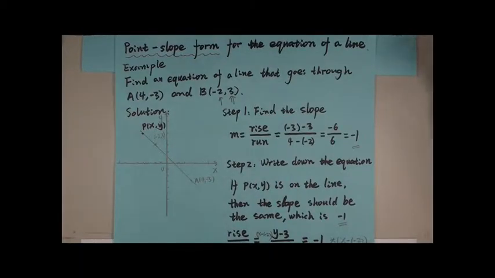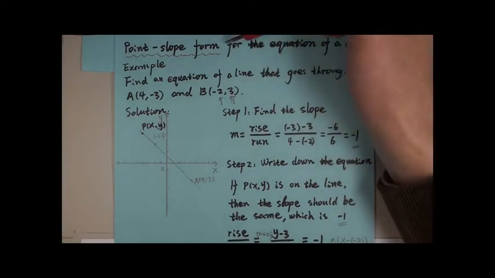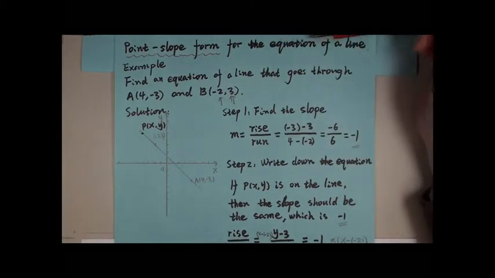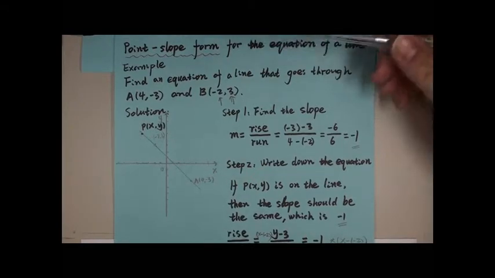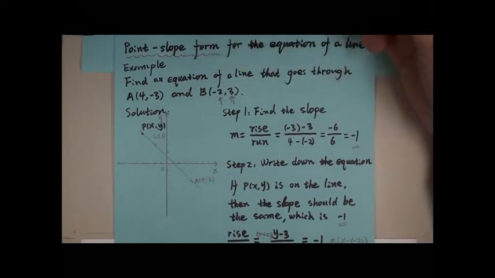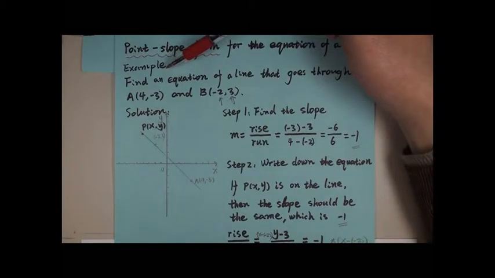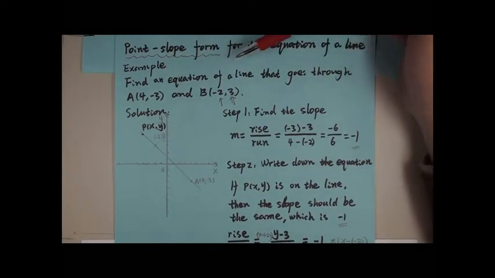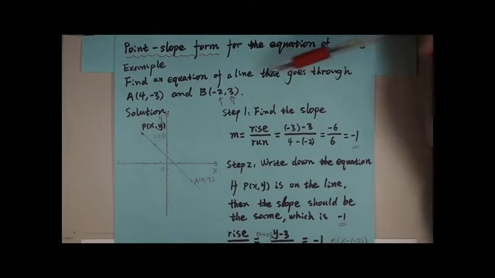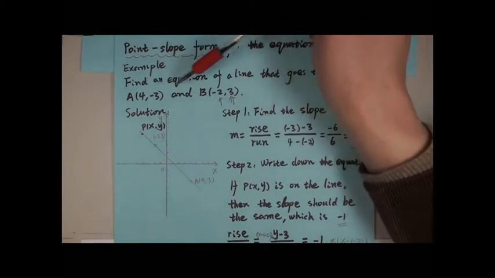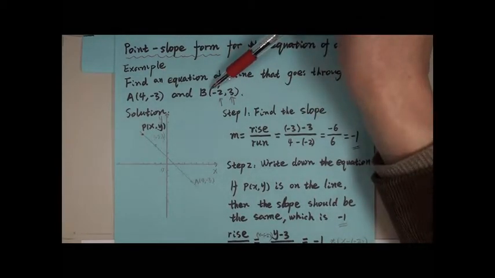This example is about point slope form for the equation of a line. Let's look at this example. Find an equation of a line that goes through point A and B.